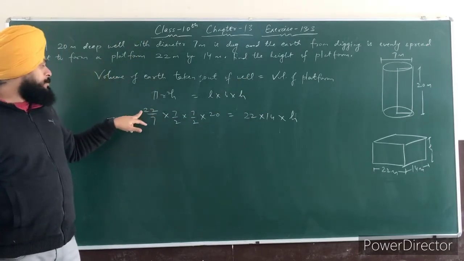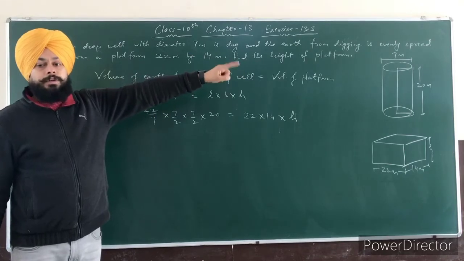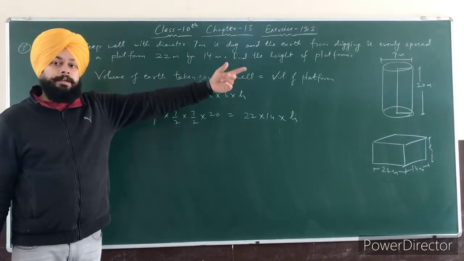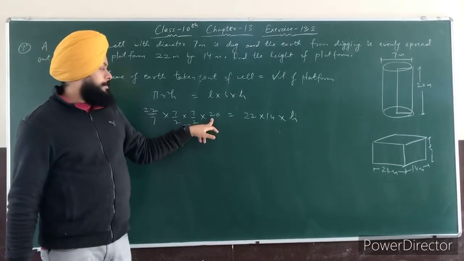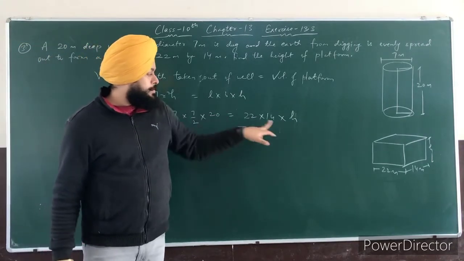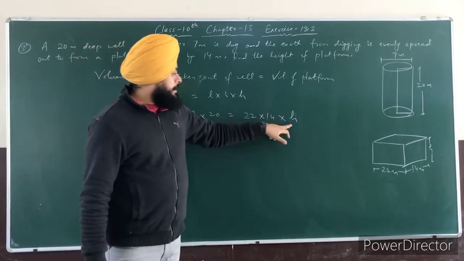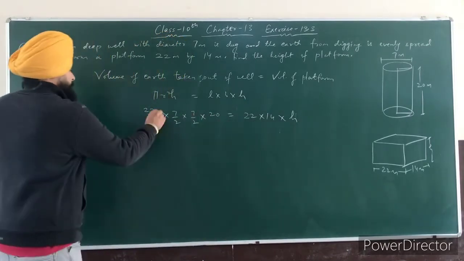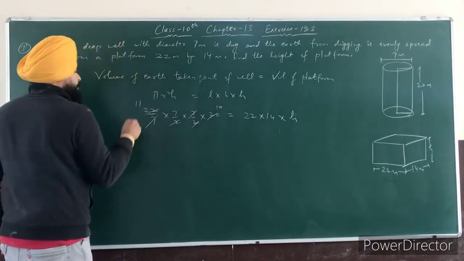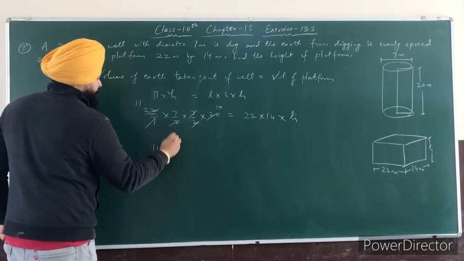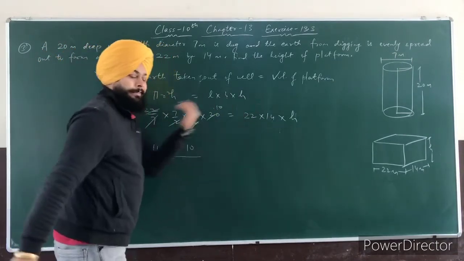Now the value of pi is 22 by 7. Radius of this cylindrical well is 7 over 2 because the diameter is 7. That's why radius is 7 by 2. And the height is 20 meter, is equal to length. Length of this platform is 22 and the breadth is 14. We have to find its height. So this 7 7 cancel, 2 10s are 20 and 2 11s are 22. So write here 11 into 7 into 10. Take this 22 and 14 on left hand side.